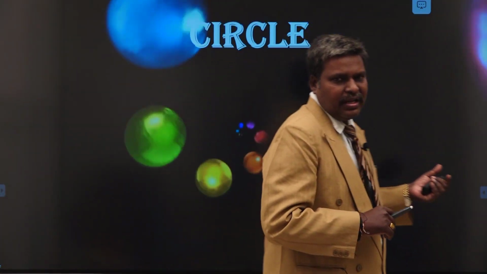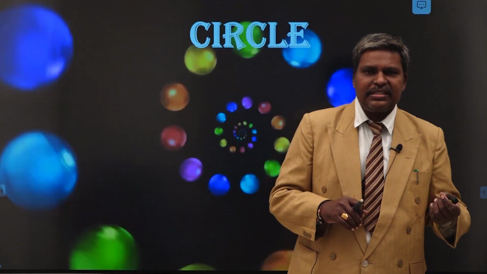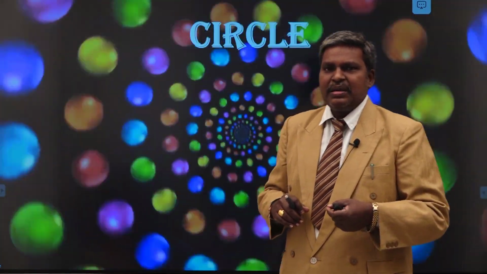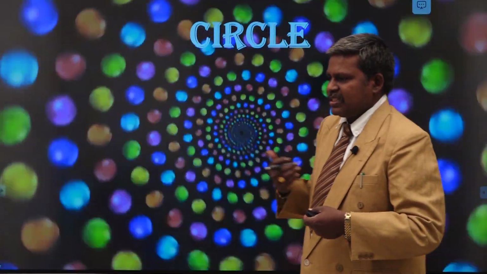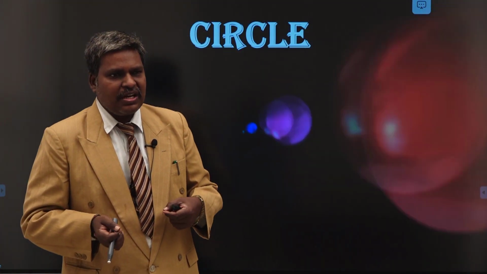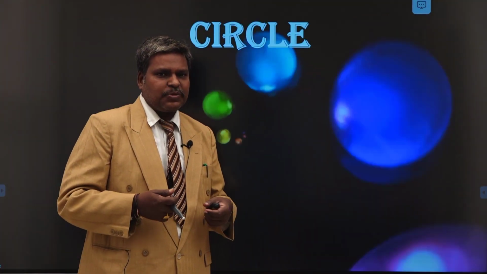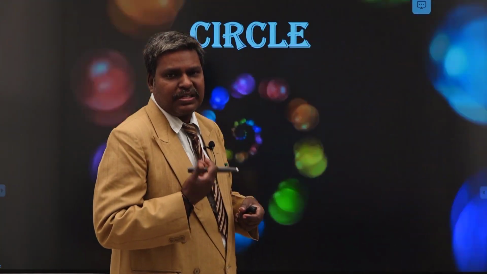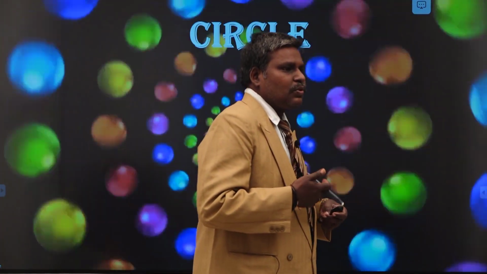What is the equation of tangent at a particular point to the circle? S1 equals 0, that is xx1 plus yy1 plus g into x plus x1 plus f into y plus y1 plus c equals 0. What is the equation of tangent at P of theta? x plus g into cos theta plus y plus f into sin theta equals r.